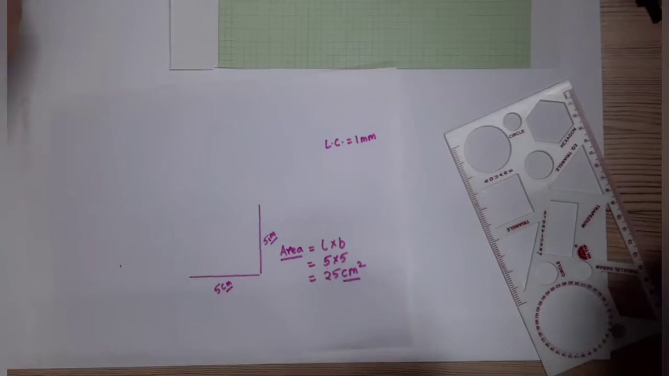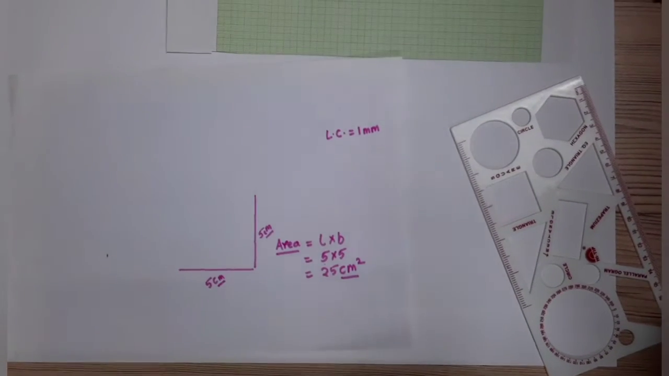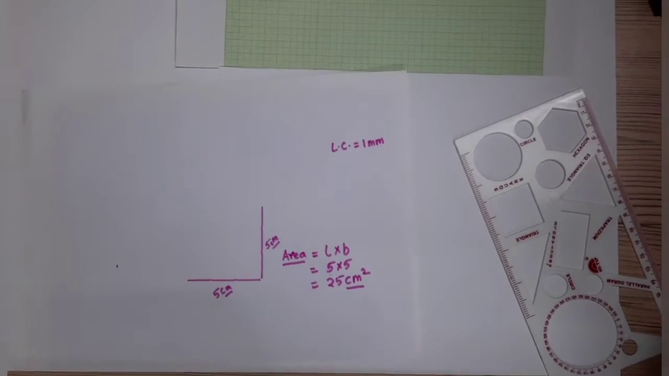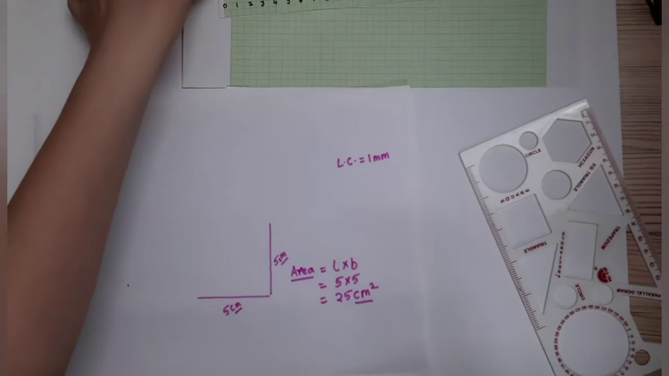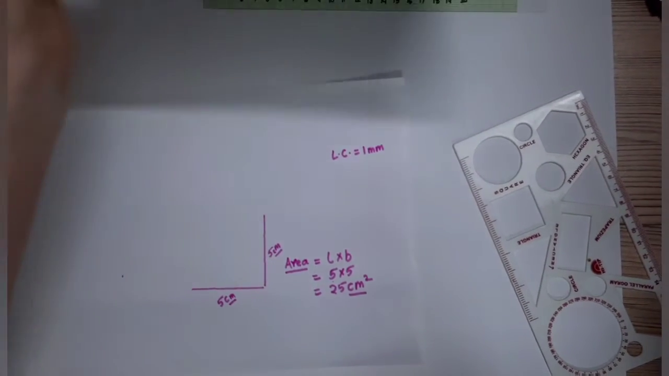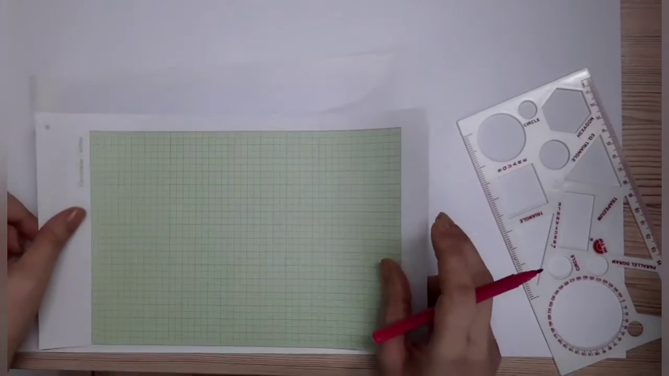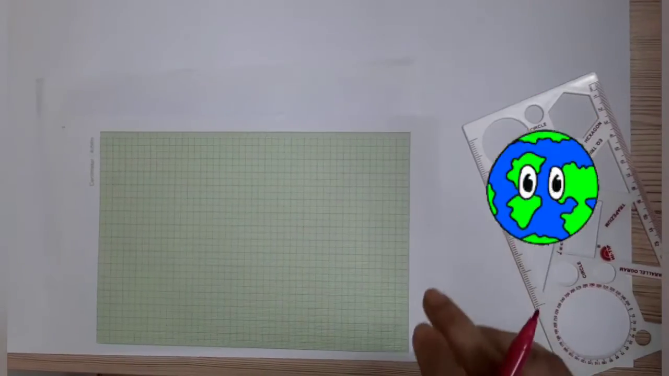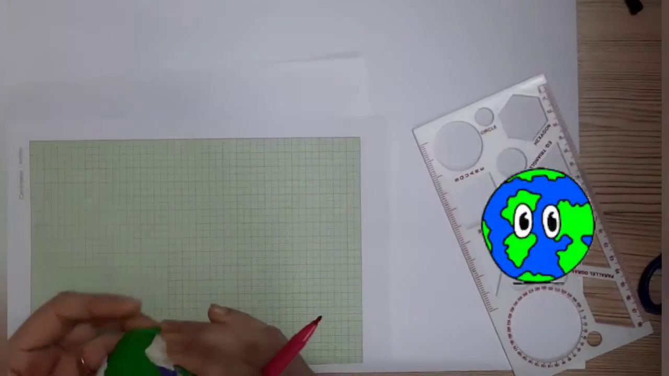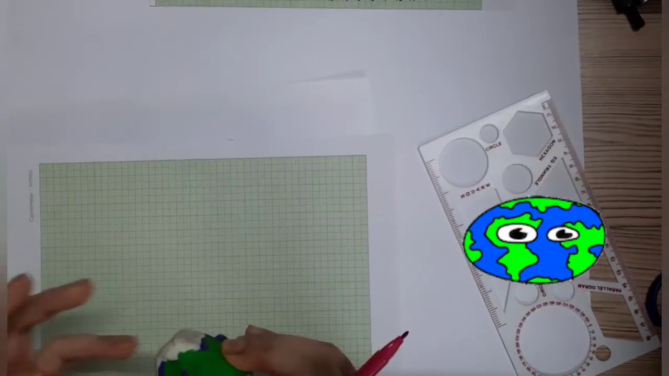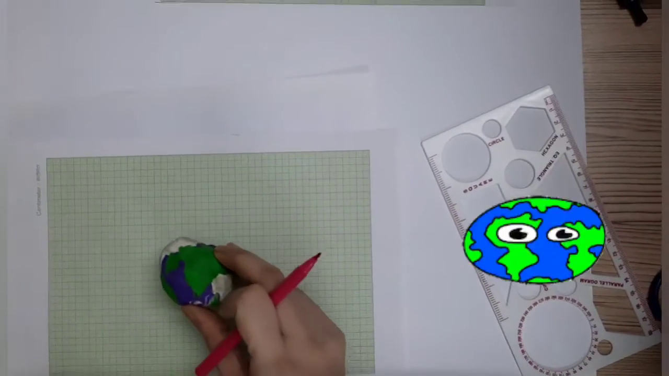But suppose I have irregular boundaries, that means a stone or something which does not have defined boundaries. In that case I use this graph paper. Suppose I have some stone like this. It is not a defined shape. I cannot say it is a circle. So what will I do?